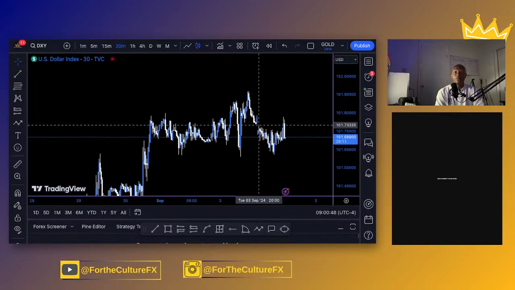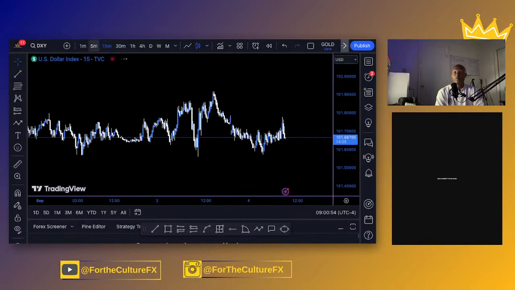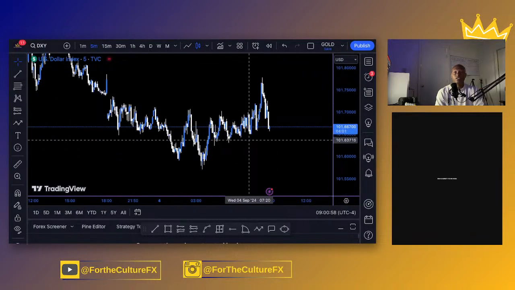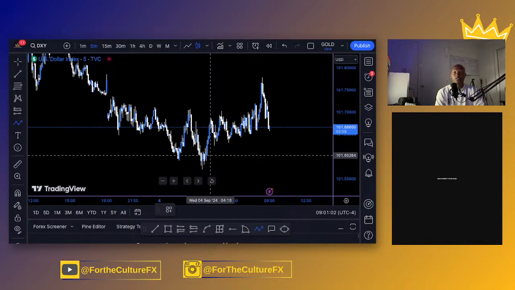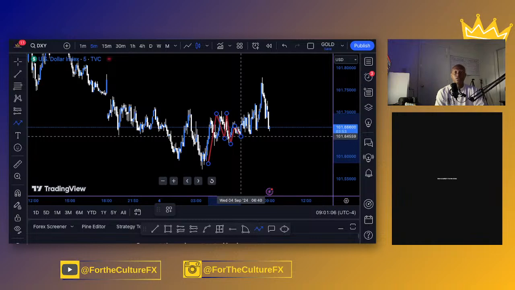Why I think that is, because we got this gap fill, but on a smaller time frame, if we dial it down here, what we have happening is a break of structure, not a change of character. Sorry. So price is creating higher highs and higher lows.